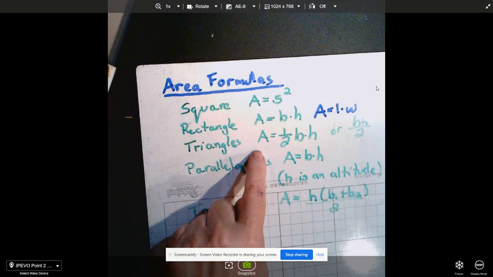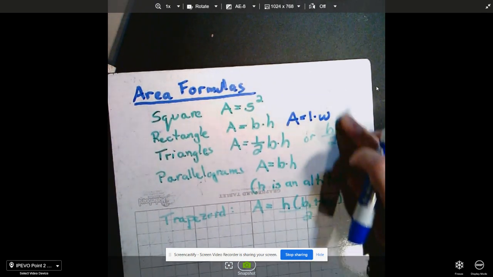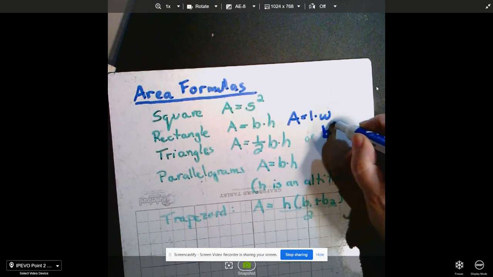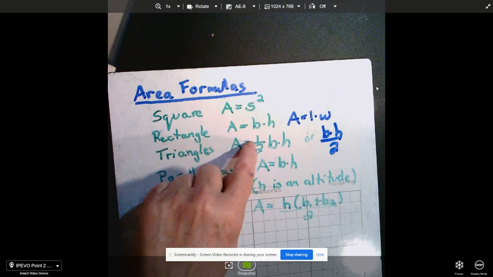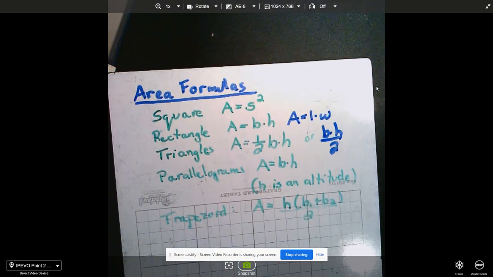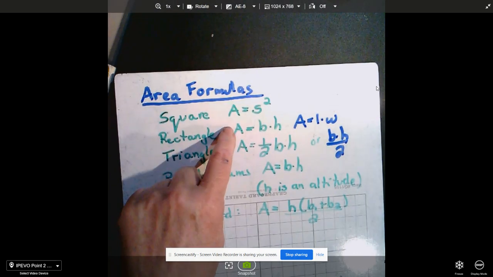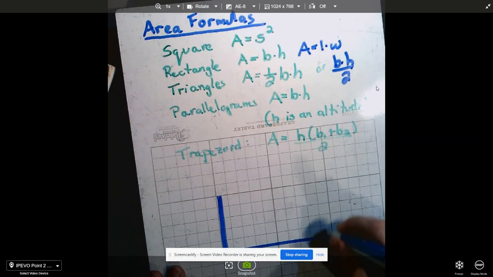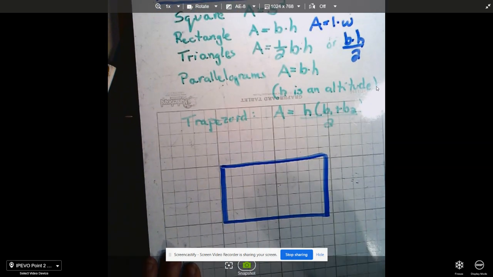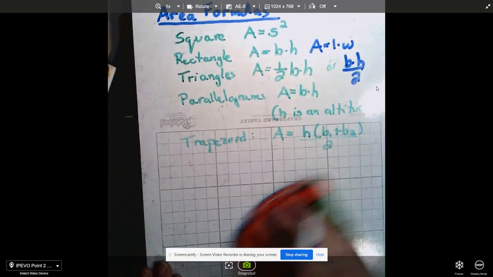Now, a triangle is half of b times h, or sometimes people will write it, you can't really see this very well, b times h divided by 2. Those are saying the same thing. Instead of multiplying by a fraction, you just divide by 2. It's the same thing. And that's kind of interesting because all you really do is you're taking your rectangle and you're dividing it by half. And that makes absolute sense because if I have a rectangle and I cut my rectangle in half, I end up with 2 triangles.